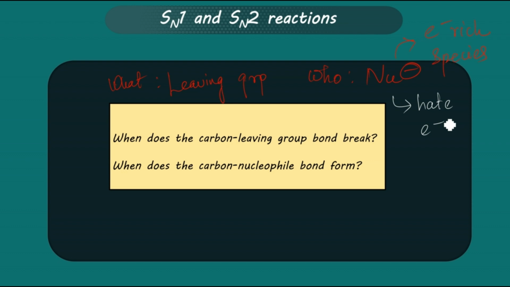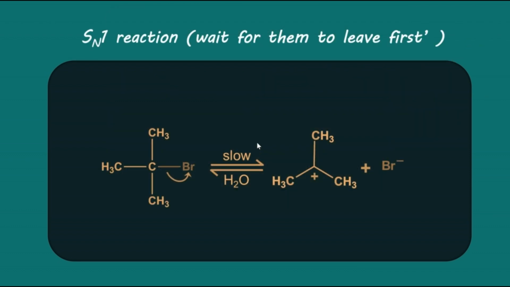Okay, so we already know what a nucleophile is and what an electrophile is from our 11th grade. Now we are starting with the mechanism. In SN1 and SN2, there are two questions you have to ask. When does the carbon-leaving group bond breaking happen, and when does the carbon-nucleophile bond formation happen? These two questions answer whether you have to choose SN1 or SN2. Okay, so let's start with the SN1 mechanism. This is the type of wait for them to leave first, the analogy I told you before. The carbon-leaving group bond breaks first, forming a carbocation intermediate.